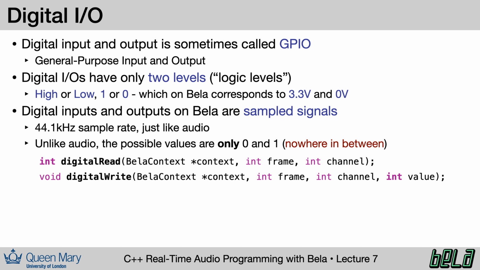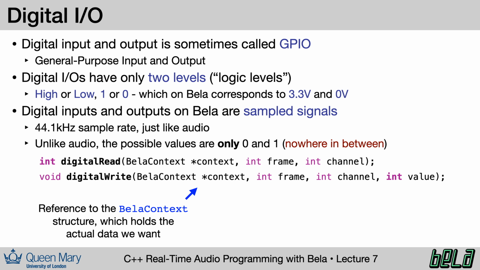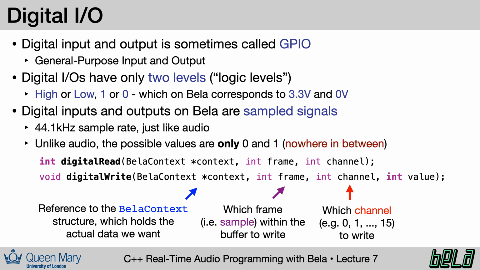The digital read function, as its name implies, will read a given digital pin, returning its value as an int. The digital write function, by contrast, will write a value to a given pin. The arguments we have to pass are the Bela context, which is the data structure which holds the actual buffers for this data. We have to pass it the frame, which indicates when we want to write it. We pass it which pin we want to write to, and then we pass it the value in the case of digital write.